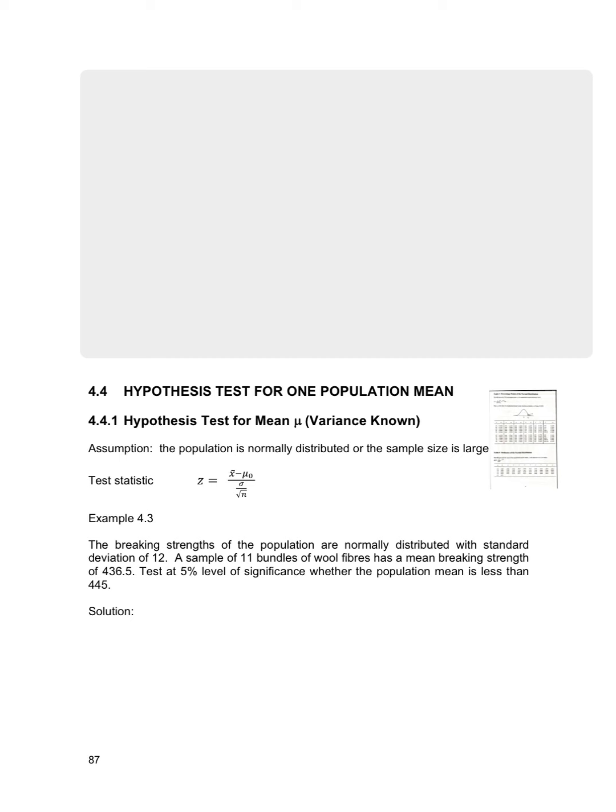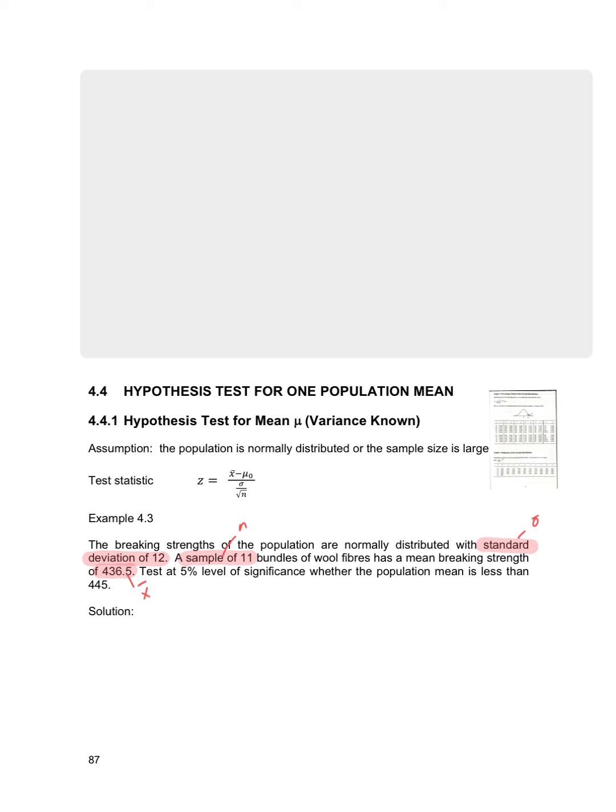Okay, now look into example 4.3. The breaking strength of the population is normally distributed with standard deviation of 12. So the statement here is referring to the known population standard deviation, which equals 12. And we have a sample of 11 bundles of wool fiber with a mean breaking strength of 436.5. So we have n equals 11, a sample of n equals 11 that has mean breaking strength of 436.5. So standard deviation, this one is sigma, this one is n, and this one is x bar, the mean of the sample of 11 bundles of wool.